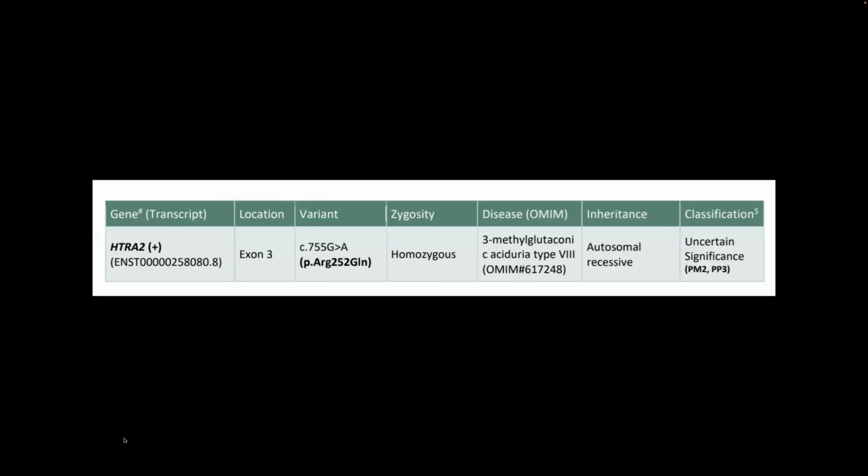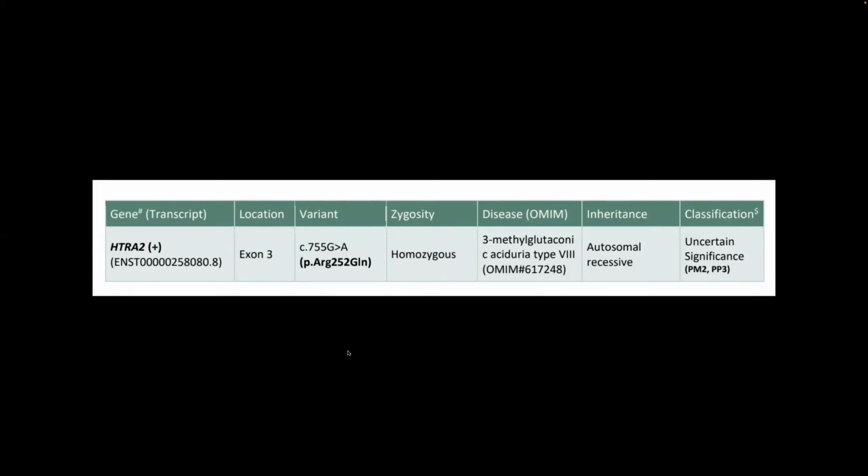So I went back to them when they sent. So I told them, is there anything else which could be there? So they reviewed the data, and then they came with this homozygous mutation in HTRA2. But the thing is, there are two things. The urine organic acid was normal.